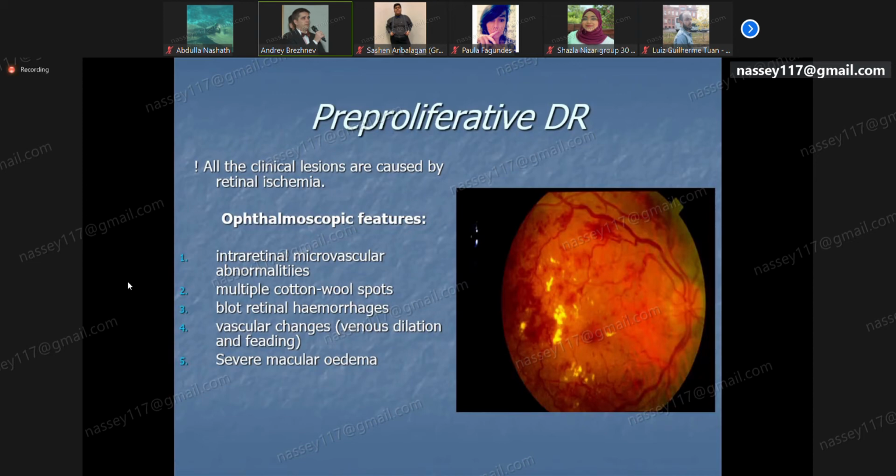Pre-proliferative diabetic retinopathy is characterized by the presence of intraretinal microvascular anomalies, multiple cotton wool spots, retinal hemorrhages, and vascular changes, venous dilation and beading. Severe macular edema is present in this stage.